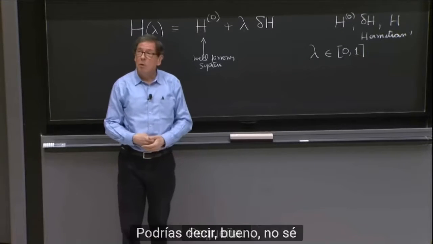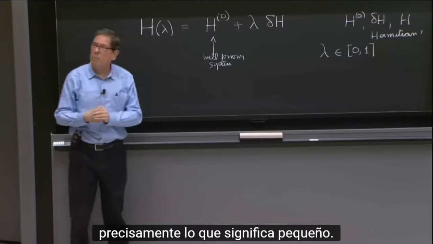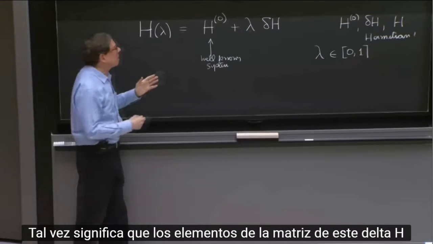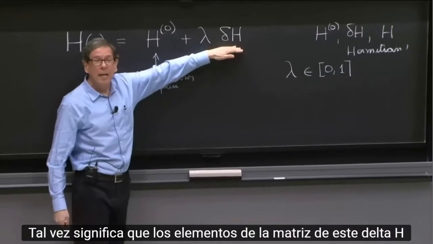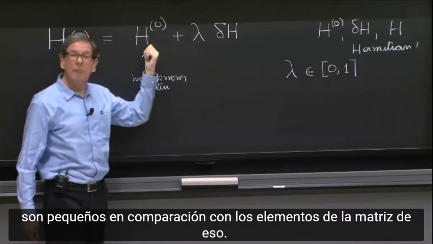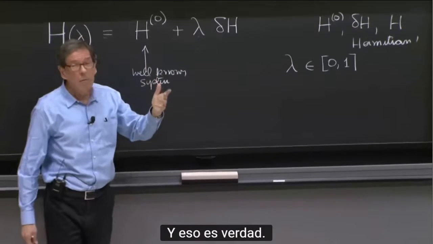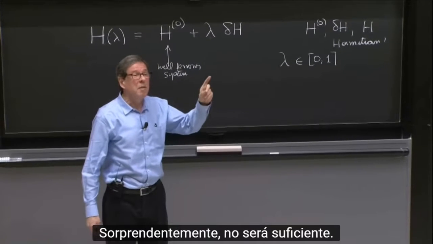You could say, well, I don't know precisely what it means, small. Maybe it means that the matrix elements of this delta H are small compared to the matrix elements of that. And that is true. Surprisingly, it will not be enough.